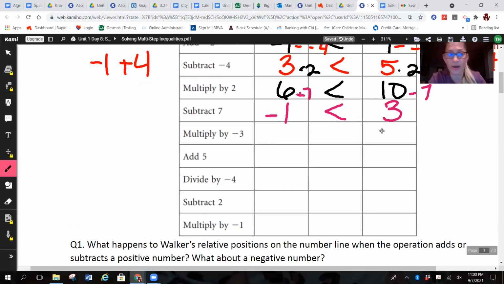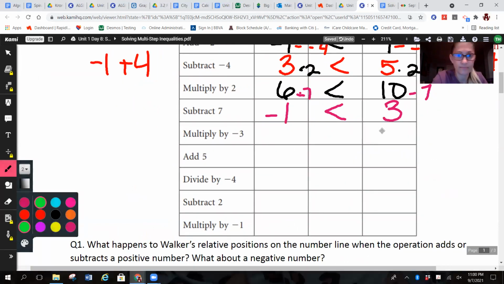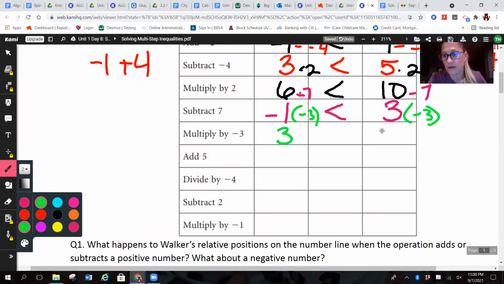Now we're going to multiply by a negative 3. So times negative 3, times negative 3. Negative 1 times negative 3 is 3. 3 times negative 3 is negative 9. 3 is now greater than a negative 9. So when we multiplied by a negative 3, the sign changed.